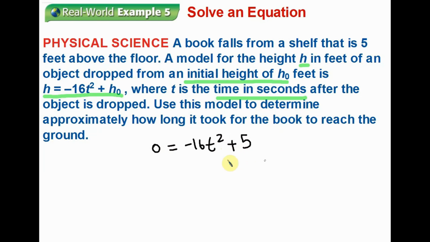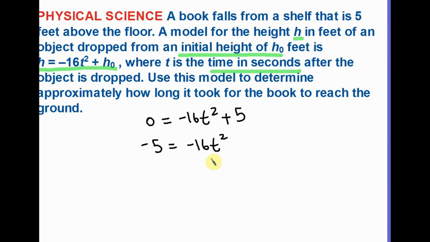If you solve this by subtracting 5 on both sides, negative 5 is equal to negative 16t squared. You're looking for the t value. So in order to have t by itself, first get rid of this negative 16 by dividing by negative 16 since they have multiplication. Knowing that this is a simplified fraction, in real life we don't really use time with a fraction, so I'm going to use a decimal. If I use a calculator to divide them, you will get 0.3125. That's equal to t squared.